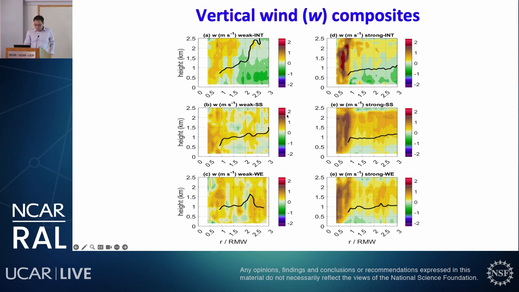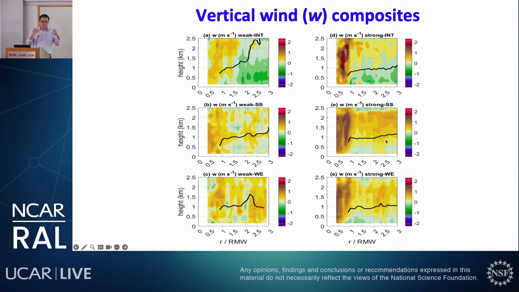vertical velocity, and I'm also plotting the inflow layer depths for each case. Again, the left-hand side is the weak case, the right-hand side is the strong case. One interesting thing we found is that for intensifying storms, for both weak and strong cases, the convective activity is more located inside the RMW. There is much less convective activity outside of the RMW. But if you look at the steady state and weakening cases, there are many more regions of relatively large positive vertical velocity, not updraft exactly, but I call it convective activity.